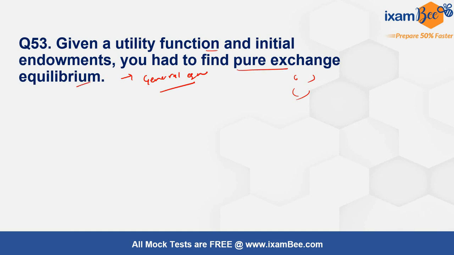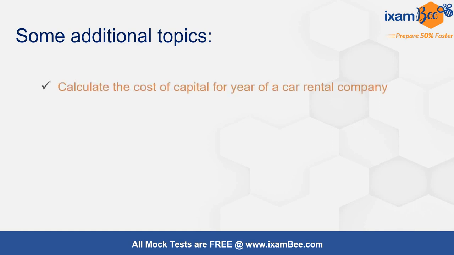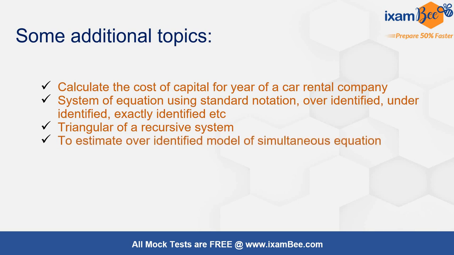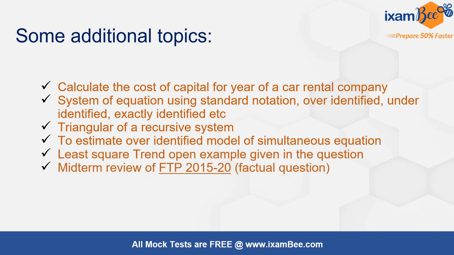So these were some of the questions that appeared in the examination, and some additional topics for which we do not have the exact question were that you had to calculate the cost of capital for a car rental company, and there was an equation where you had to find whether it's over identified, under identified, or exactly identified. Then triangular or recursive system and simultaneous equation model, whether it's over identified or not. Least square trend was also there, and there was a conceptual question on midterm review of the foreign trade policy 2015-20.